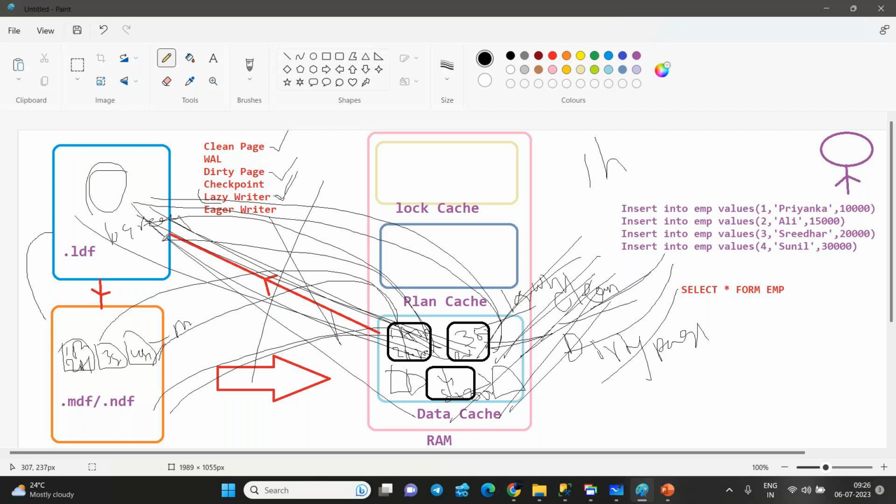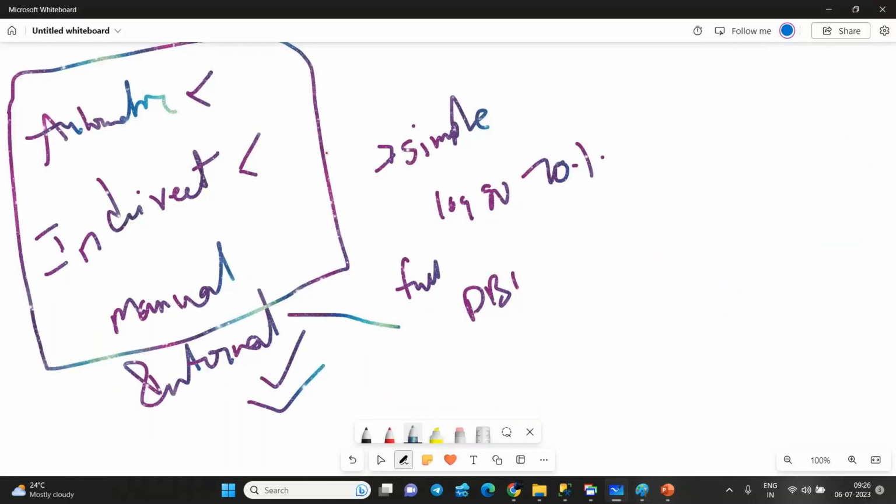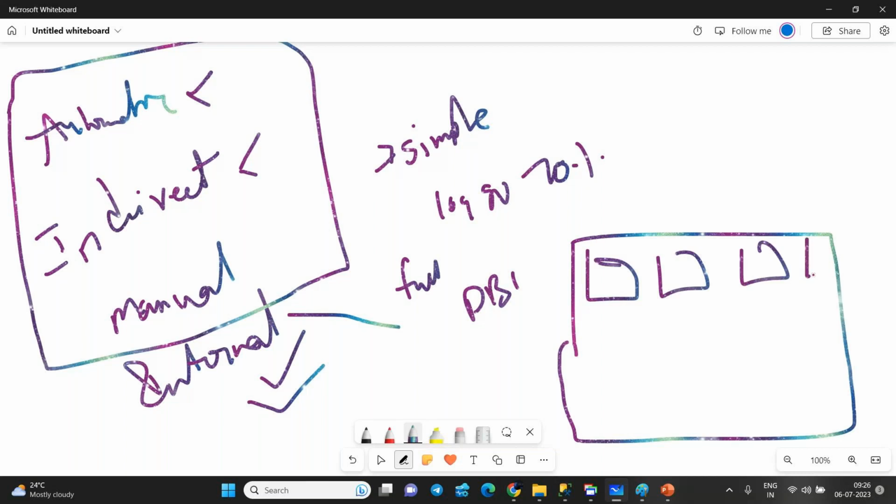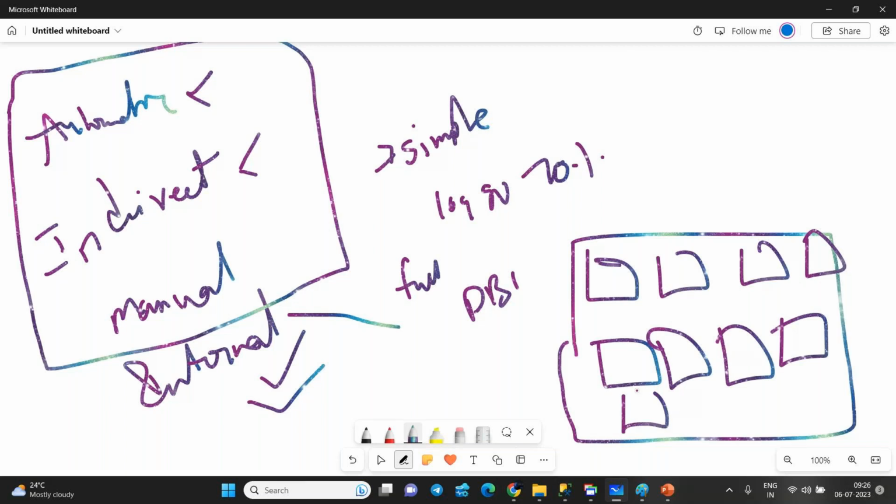Then it will start deleting the pages in the buffer based on an algorithm. What algorithms? Least reference count or least used pages. Both are the same. Least reference count means, for example, this is the buffer, and these are the pages in the buffer.